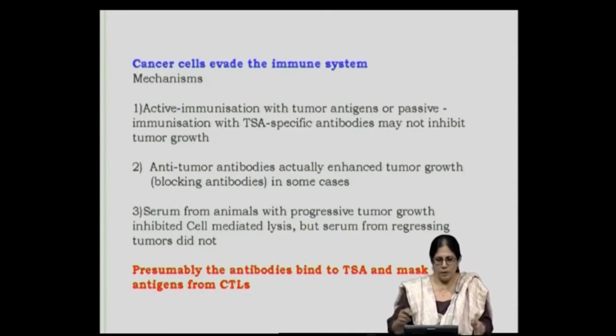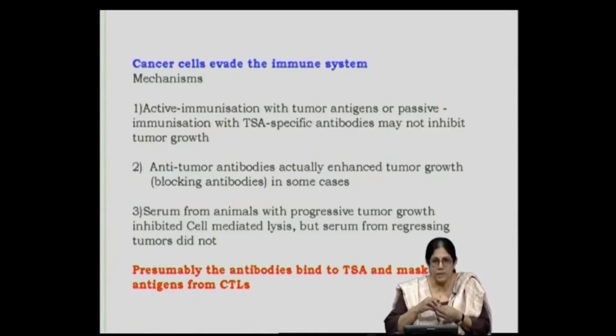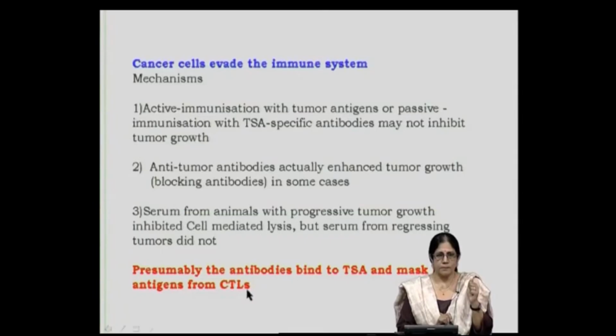So, therefore, anti-tumor antibodies may enhance tumor growth because the antibodies block. How? Apparently, it is believed that the antigen is being, to some extent, protected from cytotoxic T cells. So, the blocking antibodies are blocking the cytotoxic T cells from getting to the tumor cells. Now, is there again further evidence that says anything about these blocking antibodies?